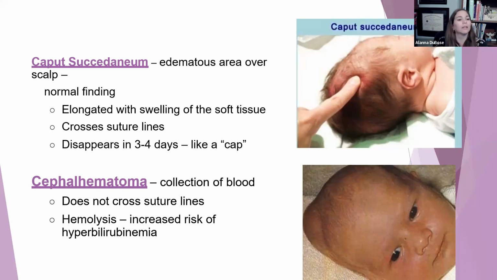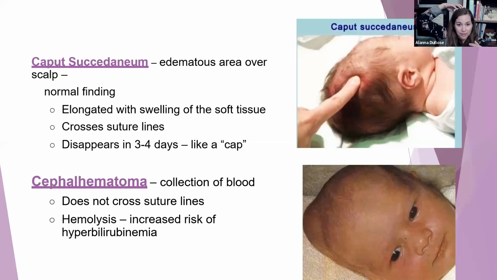So caput, we think of as a cap, meaning it's not off to one side or the other, the way a cephalohematoma is. Caput can cover sutures, because just as you would wear a cap on your head, it covers all of our suture lines. So it's not always centered as it is in this baby, which has caput right over its crown. It's not always that way.